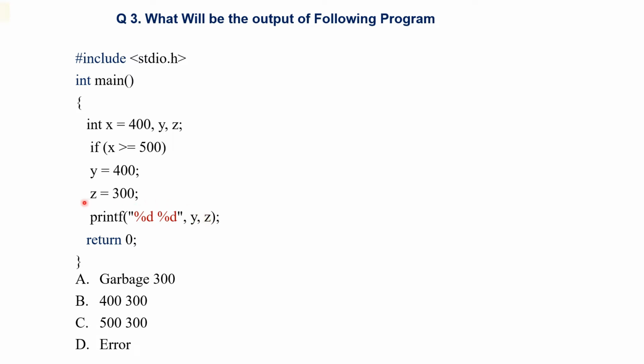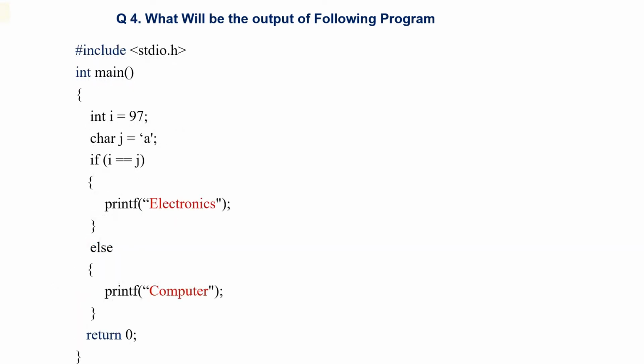So value of z is here 300. So hence 300 will be displayed with this printf function. So hence the complete output for this printf function is garbage, and after that 300 will be displayed. So hence the correct option for this program is option A.